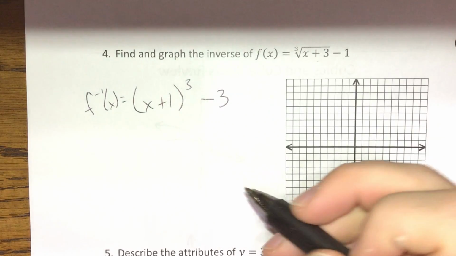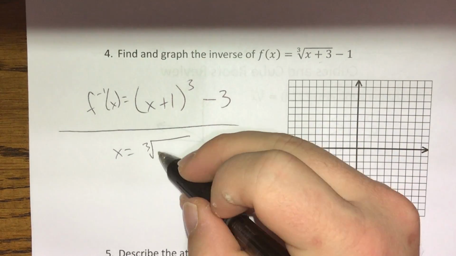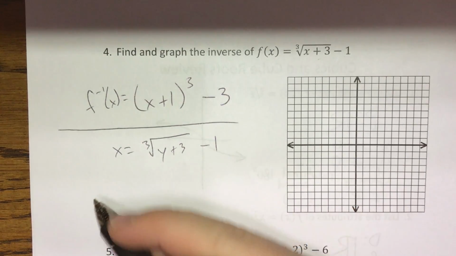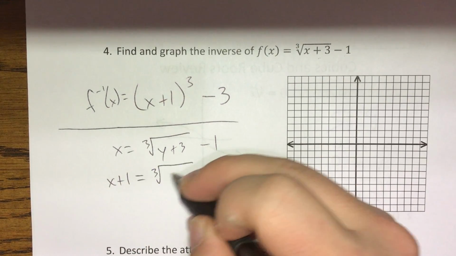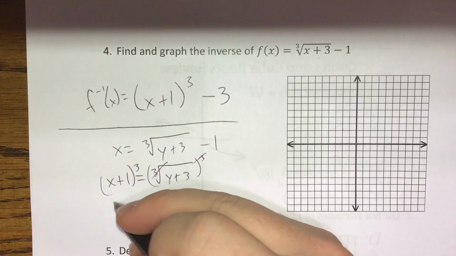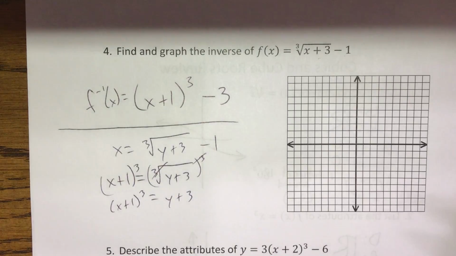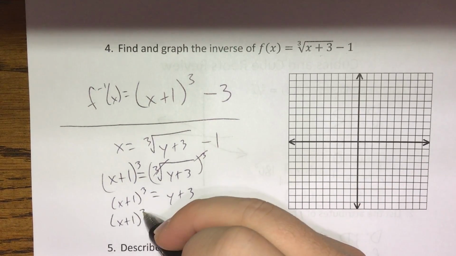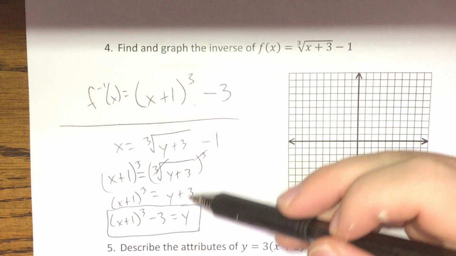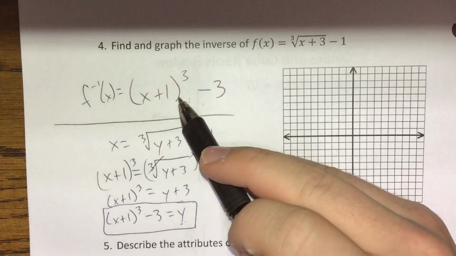Another way you could have done that is actually showing the work, switching your x and y. So x equals cube root of y plus 3 minus 1, and then solve for y. So I would add 1 over, x plus 1, get rid of the cube root by cubing both sides, and then last step, to get rid of the plus 3, I'll subtract 3 over. And you'll notice these should be the same, and they are. And so if you can do the shortcut method of just switching operation and location, it's a lot faster.